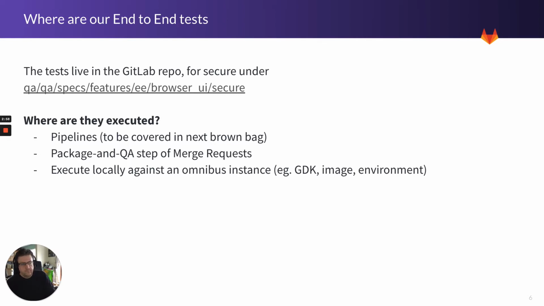And we can execute locally against an instance, for example GDK, an image like a nightly image, or an environment such as staging. This is useful if you want to replicate a particular test failure.